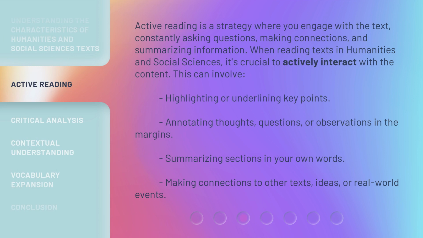Active reading is a strategy where you engage with the text, constantly asking questions, making connections, and summarizing information. When reading texts in humanities and social sciences, it's crucial to actively interact with the content. This can involve highlighting or underlining key points, annotating thoughts, questions, or observations in the margins, summarizing sections in your own words, making connections to other texts, ideas, or real-world events.